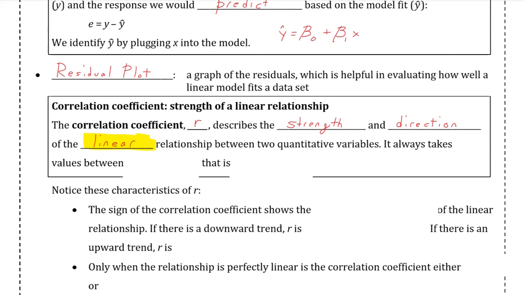It also always takes a value between -1 and +1. That means that R is between -1 and +1, so -1 is less than or equal to R is less than or equal to 1.